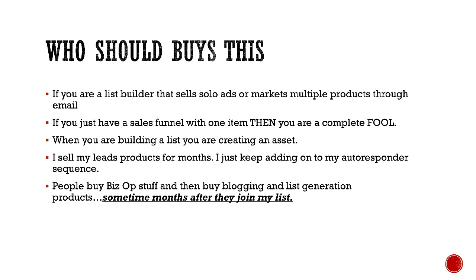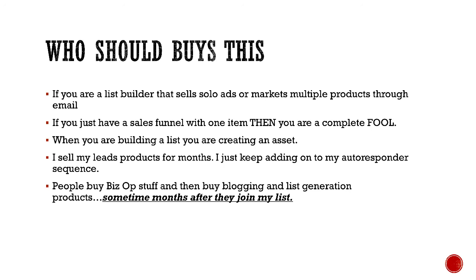Because when you're building a list, you're investing money, you're creating your own assets. So I sell my leads products for months. I just keep adding on to my autoresponder. New products are released at places like JVZoo, and I'll add it in my autoresponder, and it'll come up and say, do you want to send it to existing members? And I say, yes. I always get an order. So you just keep adding it on because the new leads coming in will see that email as well when they get to that point in the sequence.